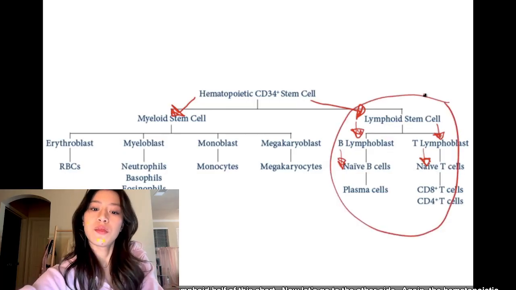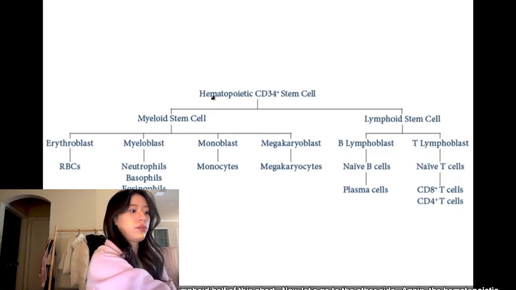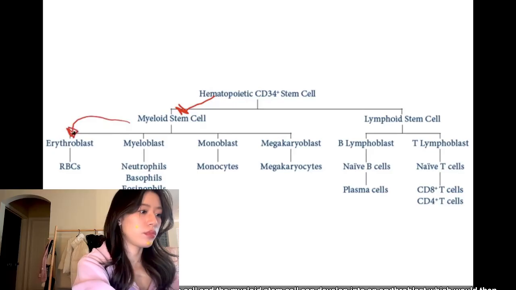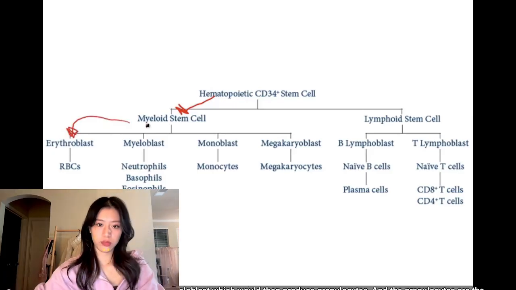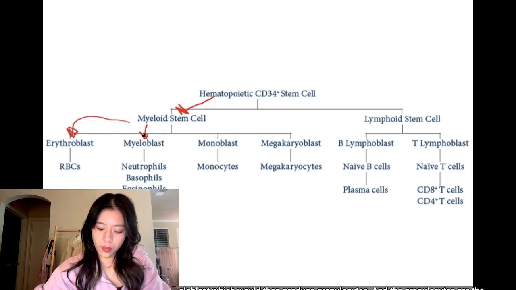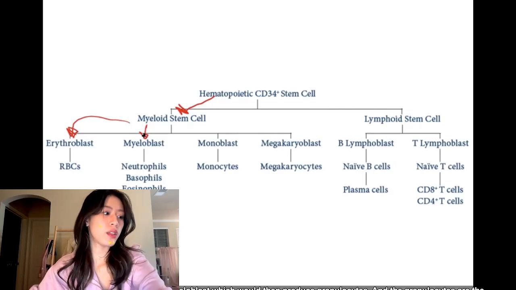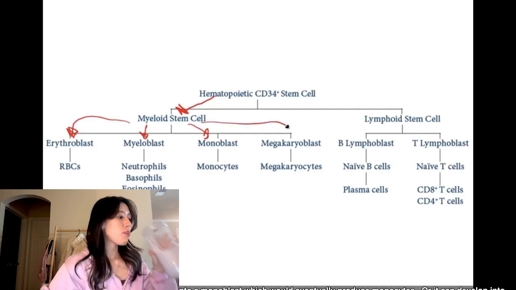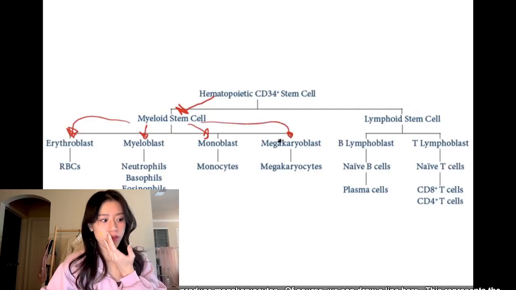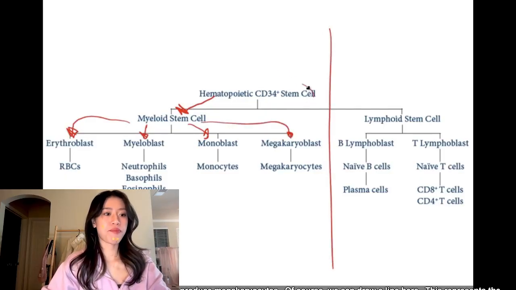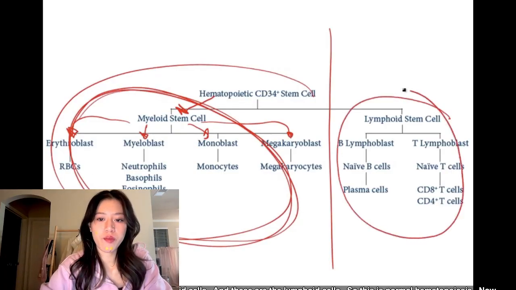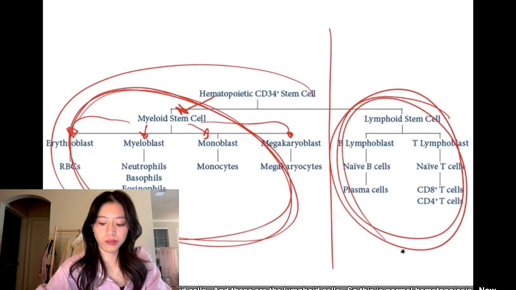Now let's go to the other side. Again, the hematopoietic stem cell has the ability to produce a myeloid stem cell, and the myeloid stem cell can develop into an erythroblast, which would then produce red blood cells, can develop into a myeloblast, which would then produce granulocytes, and the granulocytes are the neutrophils, basophils, and eosinophils. It can develop into a monoblast, which would eventually produce monocytes, or it can develop into a megakaryoblast, which would eventually produce megakaryocytes. Of course, we can draw a line here. This represents the myeloid half of the chart. So these are the myeloid cells, and these are the lymphoid cells. So this is normal hematopoiesis.